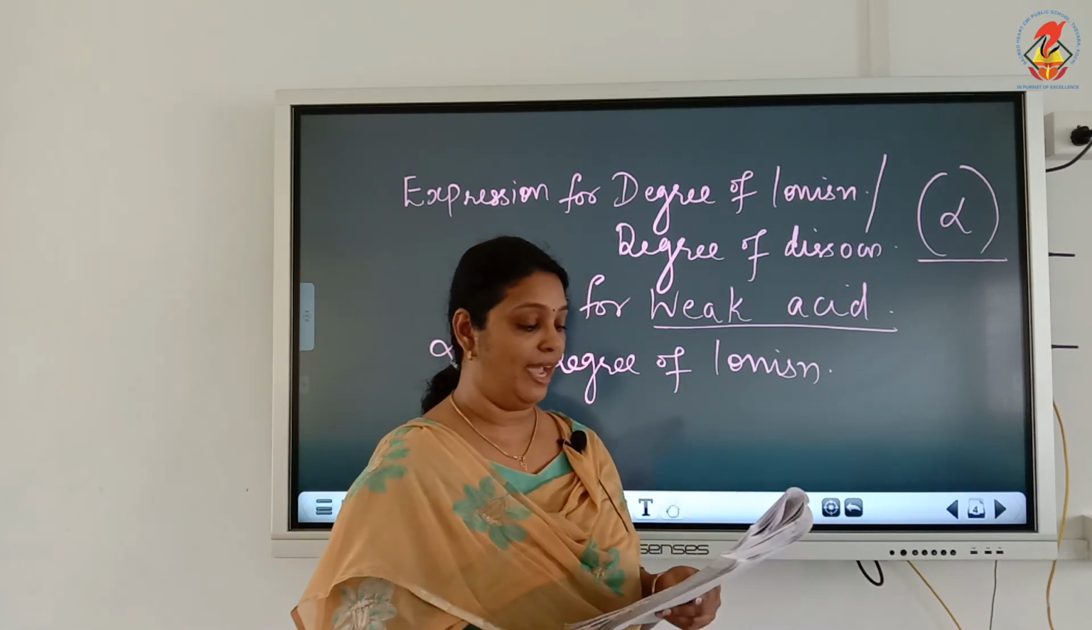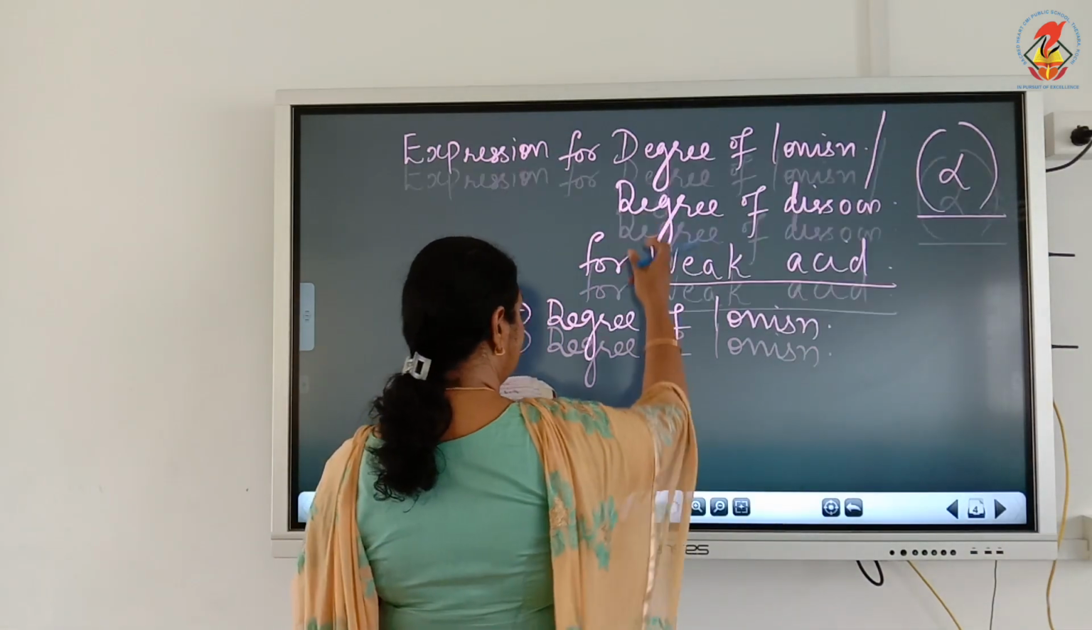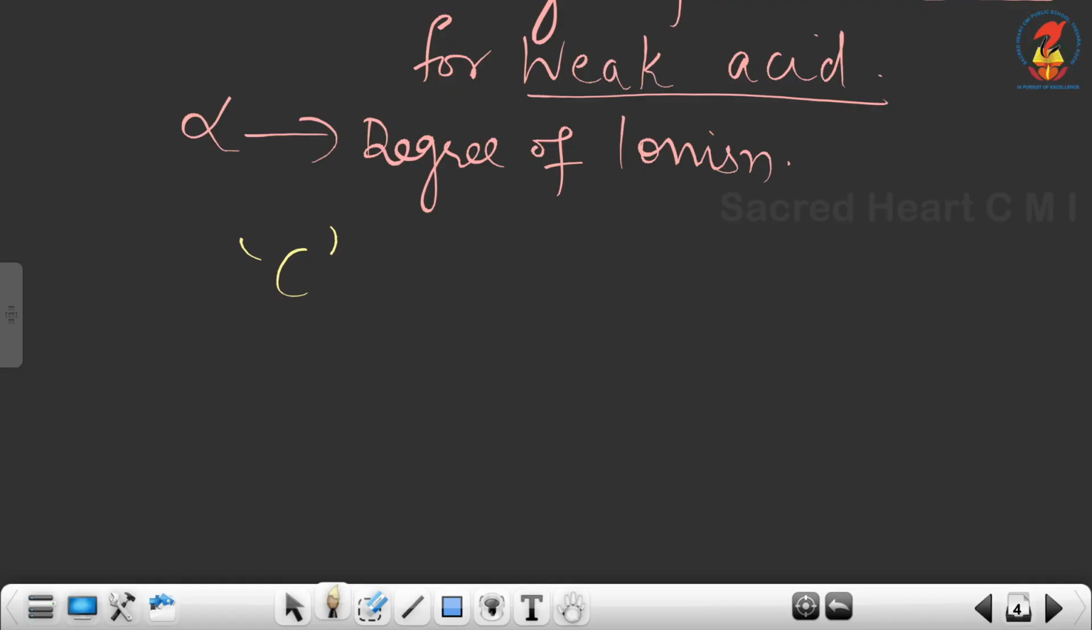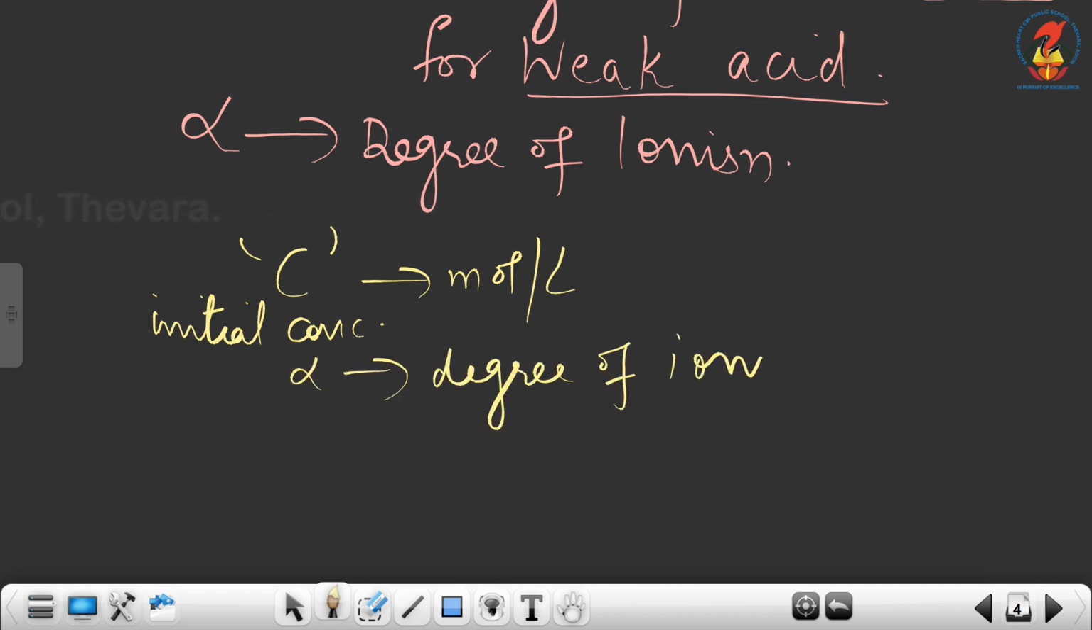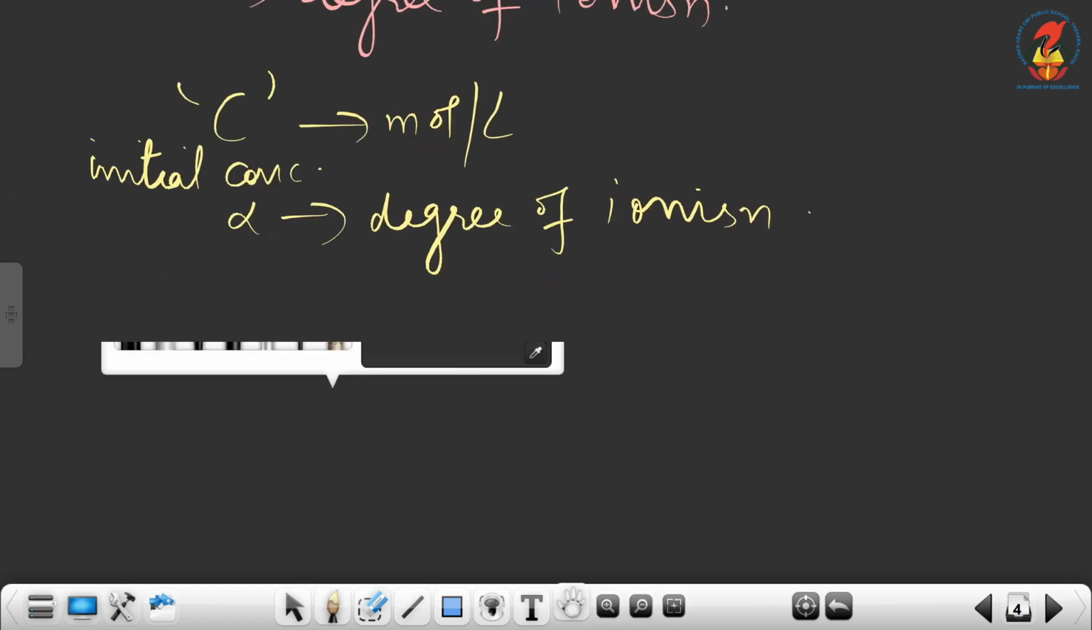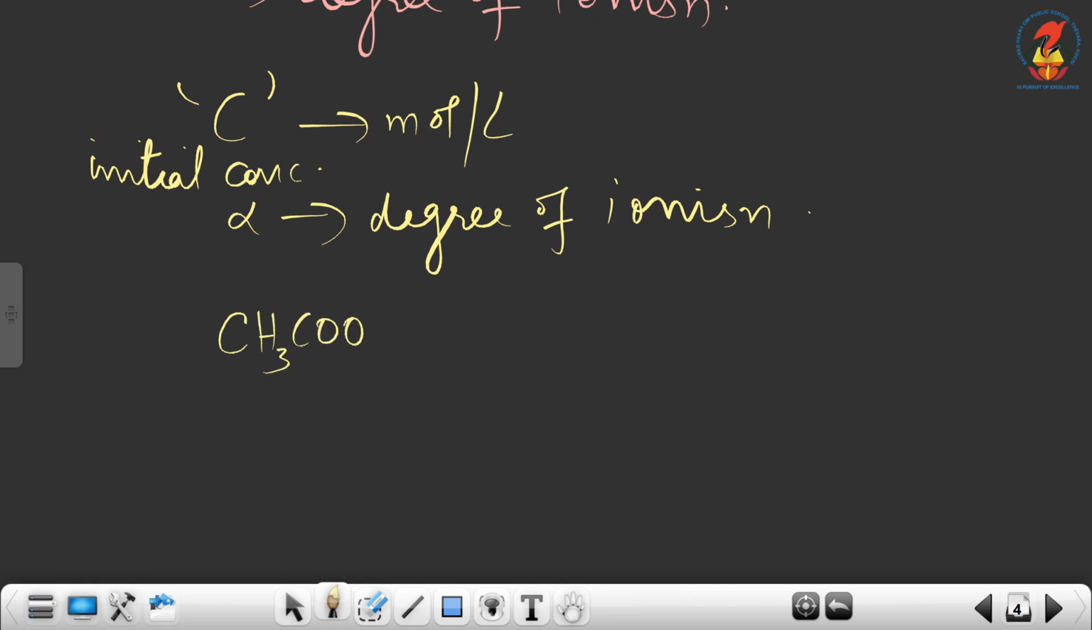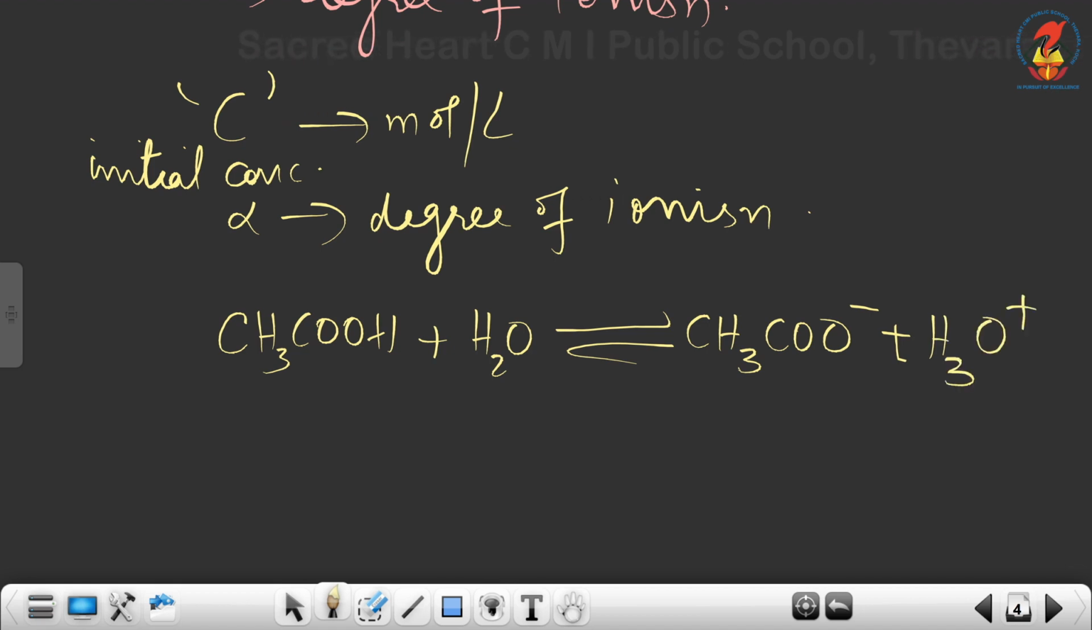For this, consider a weak acid. Again we are going to take acetic acid, and let capital C represent the initial concentration of acid in mole per liter. C is the initial concentration. And alpha represents the degree of ionization. So I am going to write the expression: CH3COOH plus H2O gives CH3COO minus plus H3O plus. Now all this in aqueous state.